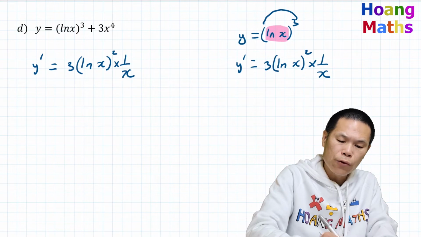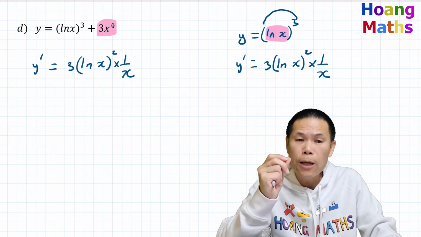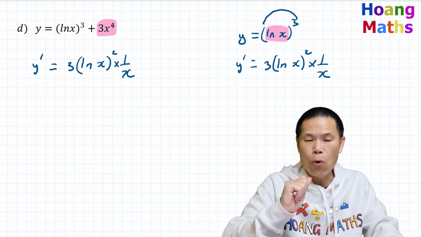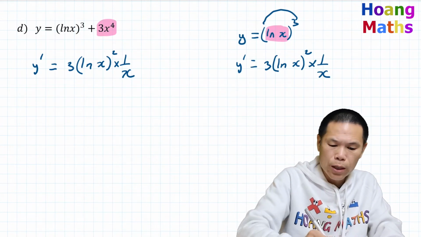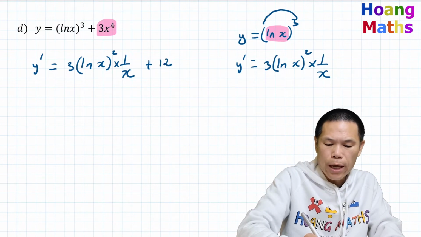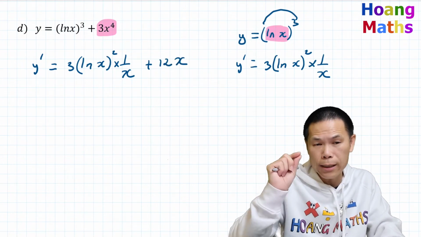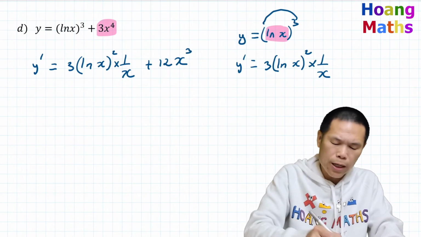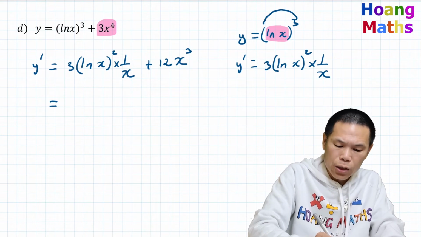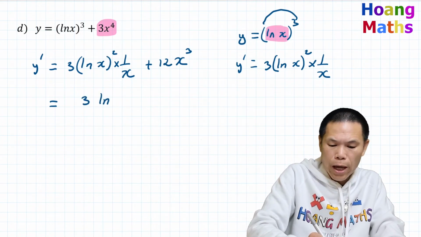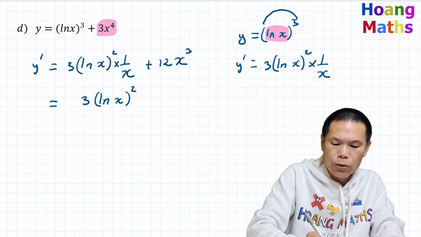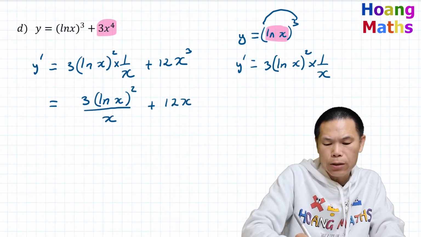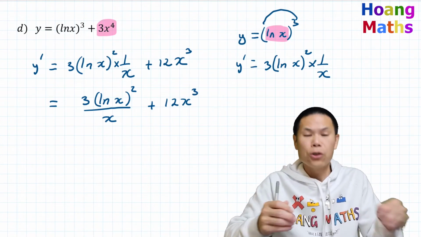And now we just differentiate this. To differentiate 3x to the power 4, the 4 comes down, becomes 3 times 4, and 3 times 4 is 12. So we add 12, and then x, because x power 4, we less 1, so it becomes 3. So there you go. Now I just write it out a little bit neater. So that becomes 3 ln of x power 2 over x, and then we add 12x to the power of 3. So there you go.